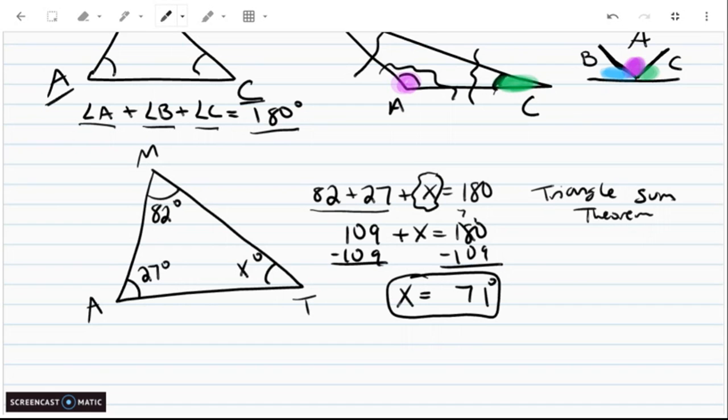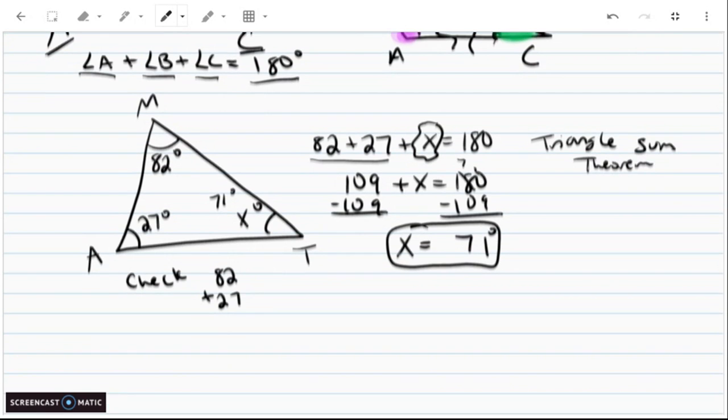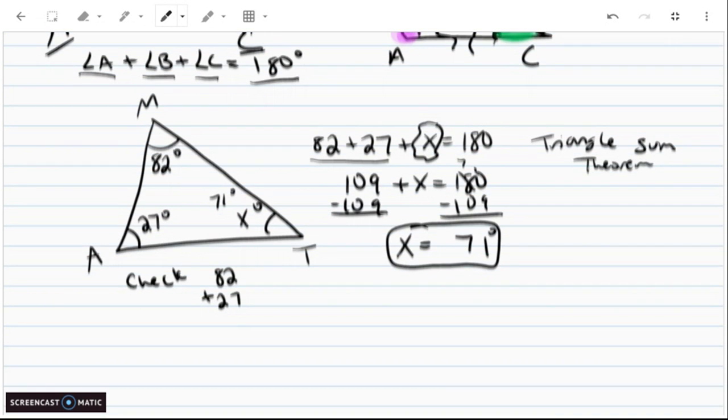And so if we put 71 degrees in there, we want to check our work. We're going to double check that 82 plus 27 plus 71 and see what we get.